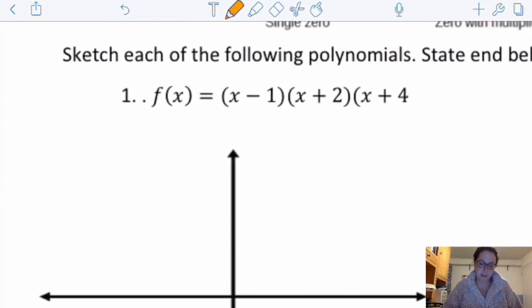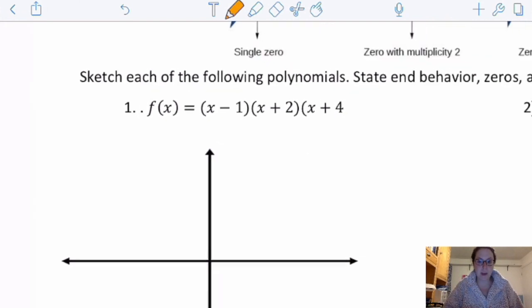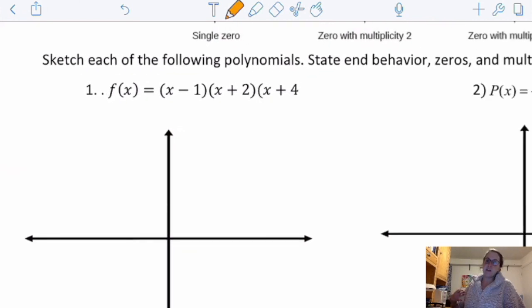So let's look at this first one. I always start with my end behavior when I'm actually graphing. So from the graph, I see 3 factors. So I'm going to have 3 x-intercepts. So my x-intercepts are going to be at x equals 1 from this, x equals negative 2, and x equals negative 4. Okay? And let's think about our end behavior.